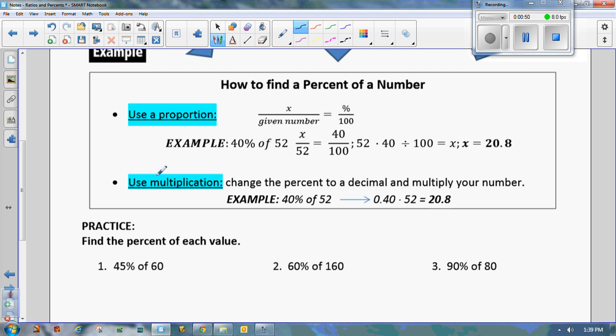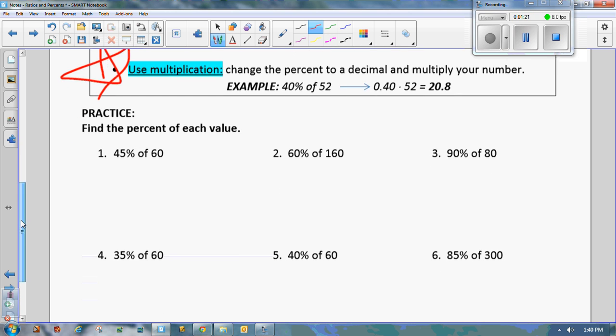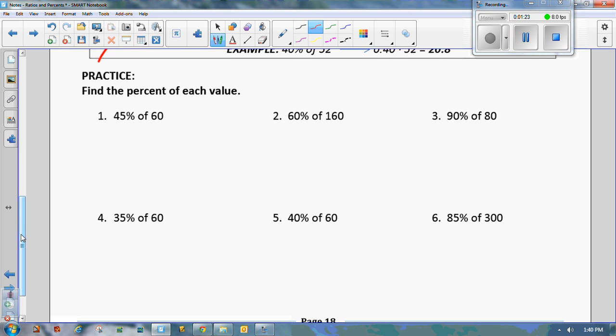Or you can use multiplication. Change the percent to a decimal and multiply by your number. So 40% of 52, we would change it to 0.40 times 52, which gives us 20.8, which is the same as up here. Now, I prefer, when I'm finding percent of a number, to use multiplication. To me, that's a little bit less work, and it still gives us the same value. So that's what we're going to practice here today. We're going to change those percents to a decimal and multiply by our given number.